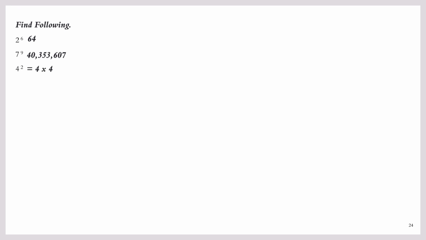And finally, we have 4 squared. So let's type it, 4 times 4, and that gives us 16. So that's our answer.